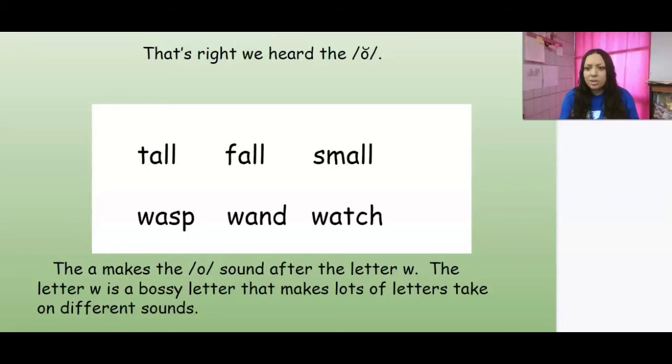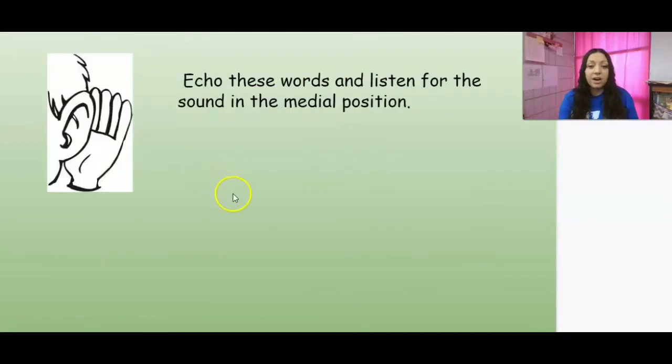The letter W is a bossy letter that makes lots of letters take on different sounds, more like the WH. So if the A is in front of an L or after a W, sometimes it's going to make that ah or the O sound. All right, let's try one more. Are you ready? Listen for the sound in the middle.